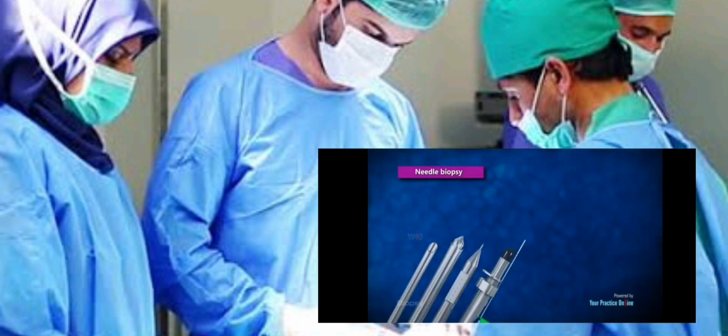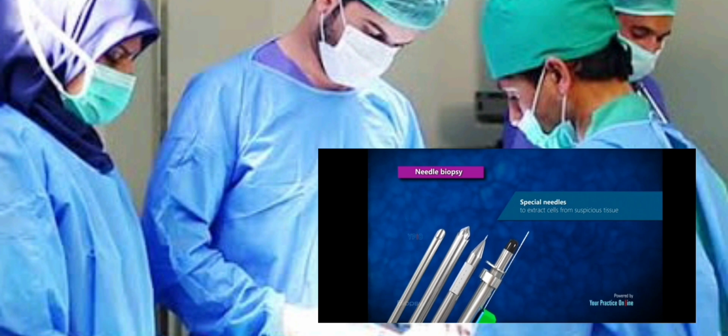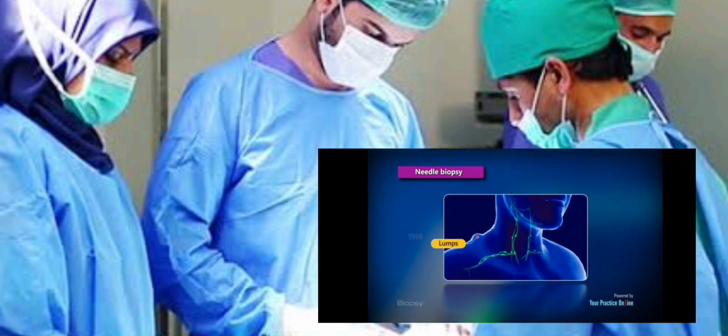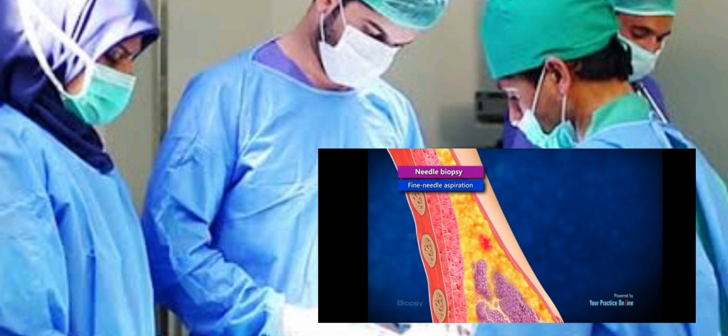Needle biopsy. This technique uses a special needle to extract cells from suspicious tissue. It is often used to obtain samples from lumps or enlarged lymph nodes. Imaging guidance may be performed to obtain samples from deeper tissues. Needle biopsy procedures include fine needle aspiration.